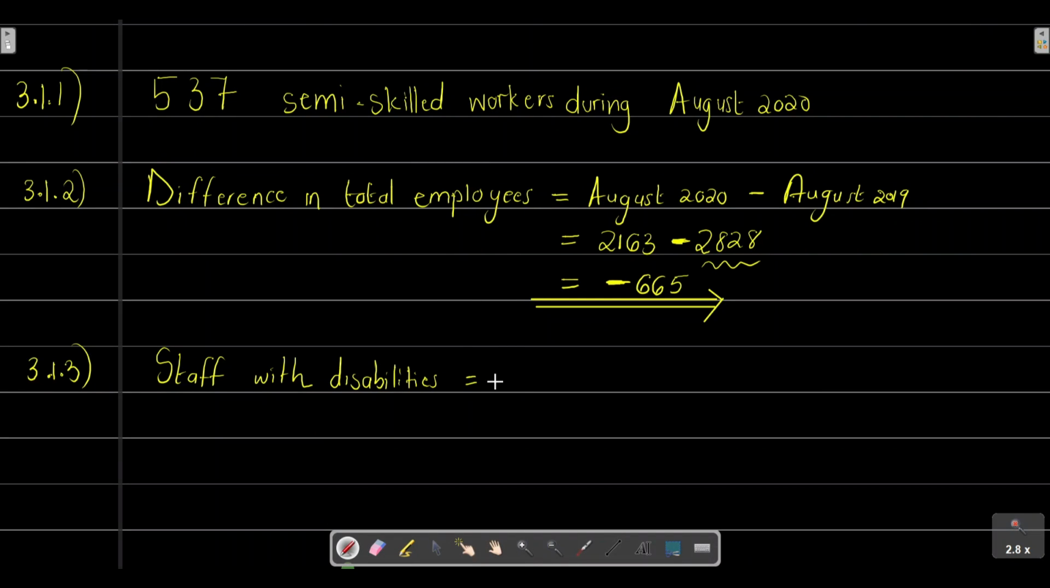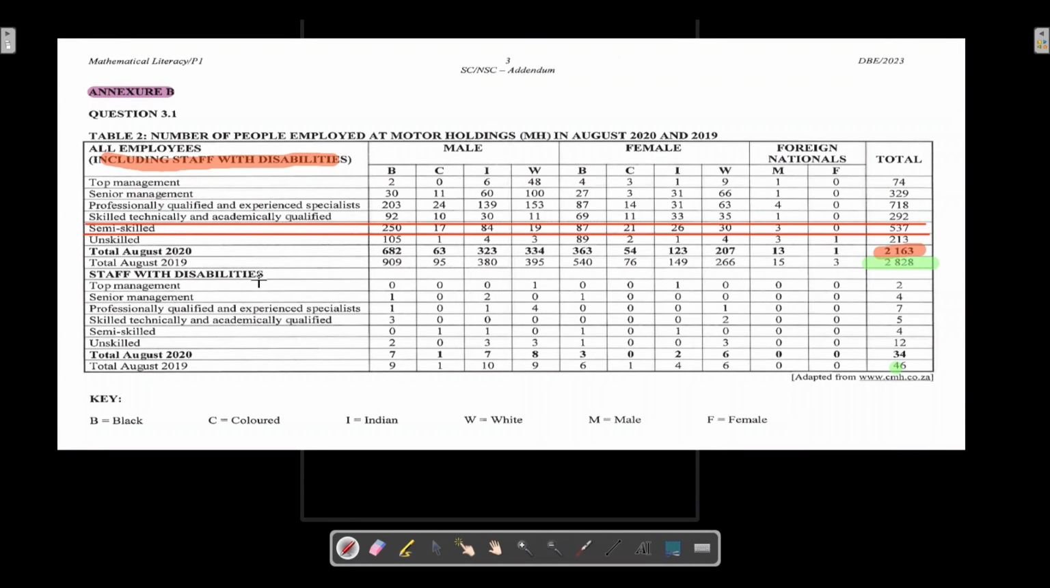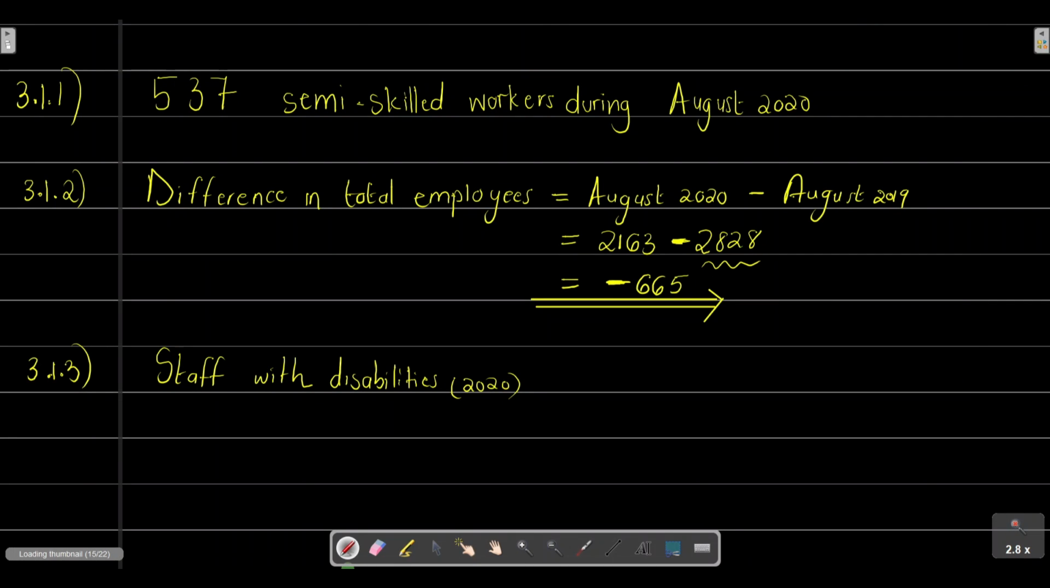So the staff with disabilities for 2020, right? We're going to have a look at our table. Staff with disability. What was the total staff with disability? So we're going to focus on this row, the total staff with disability for 2020. I'm going to be focusing on this row that I've just highlighted for you guys here. So what is the total? It was 34. So we had 34 staff with disabilities in August 2020, okay?